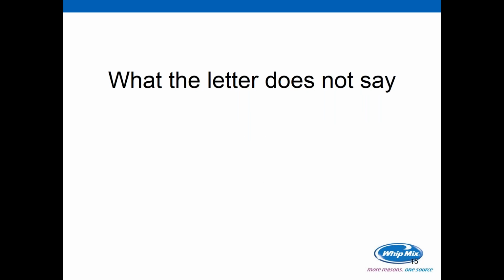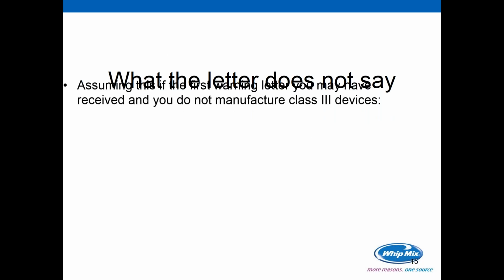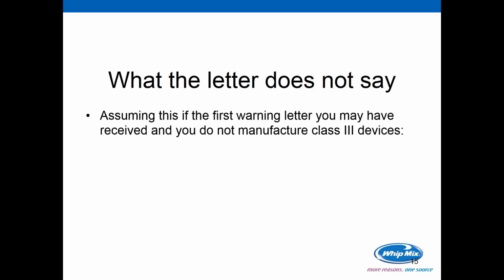Okay, next, what the letter doesn't say. Okay, now we have to go on some assumptions. Assuming that this is your first warning letter you may have received, and you do not manufacture Class 3 devices. Again, for those who may not know, a Class 3 device is the highest risk of devices, and it's usually life-sustaining, or again has a very high risk factor to the end user.